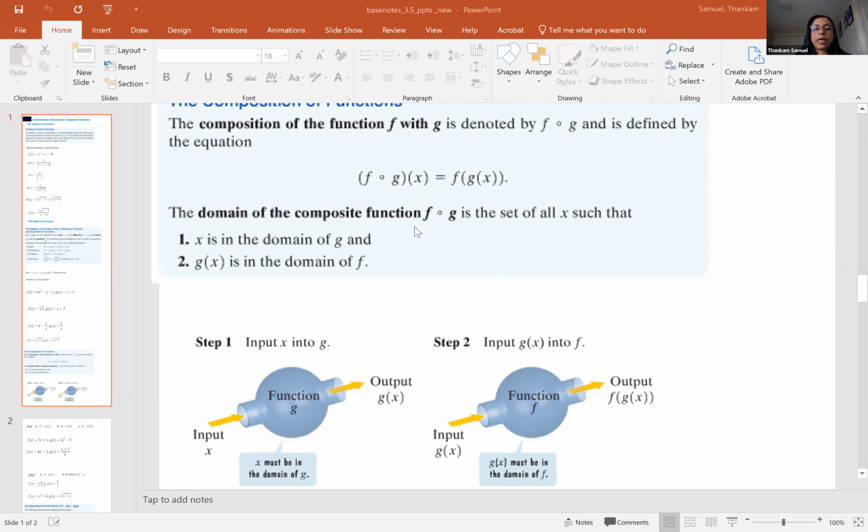And the domain of the composite function f of g is the set of all x's such that x is in the domain of g, and also the inner function g of x is in the domain of f. So let's look at some examples to find the composite functions and also find the domain of the composite functions.